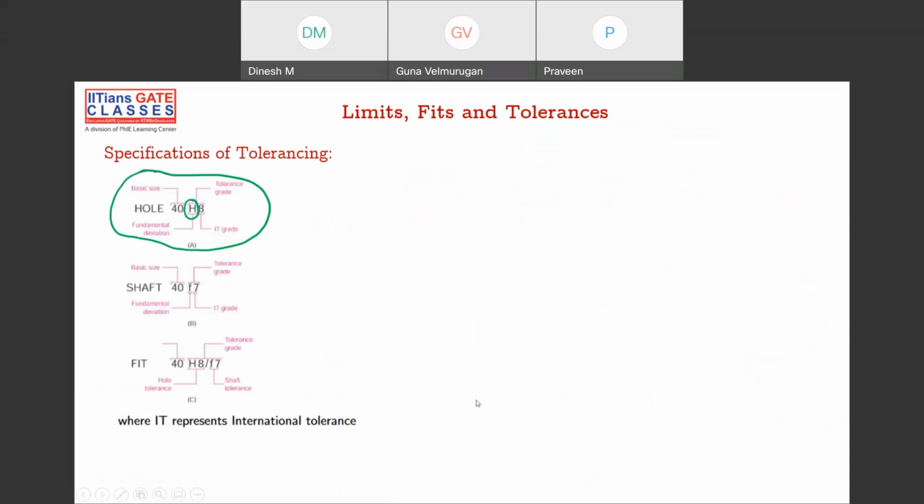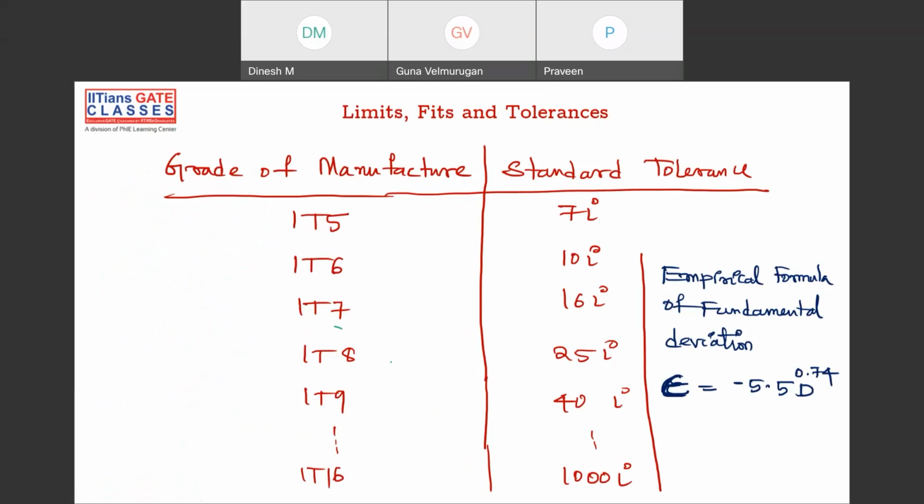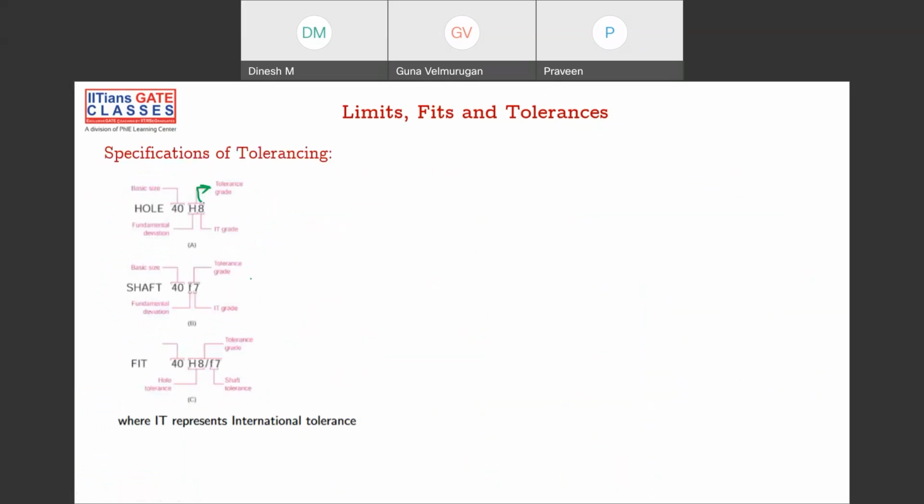So this is your shaft type. Why? Small letter. And this is a fit, in the sense that it refers to hole and shaft. This 8 is your tolerance grade, that is your IT8. And the H is your fundamental deviation type. We have seen now that H type.